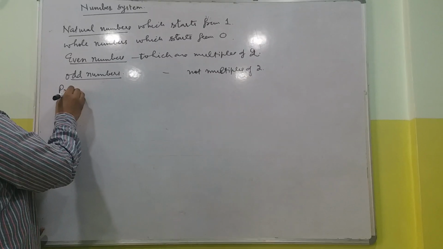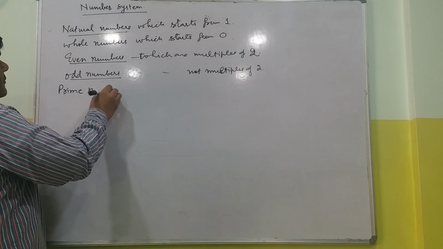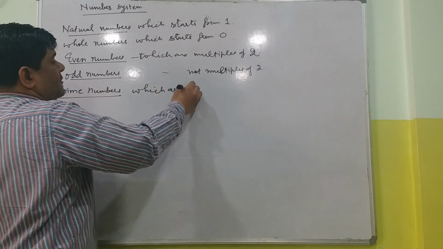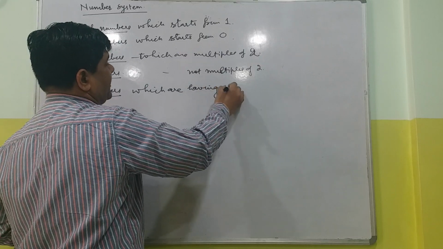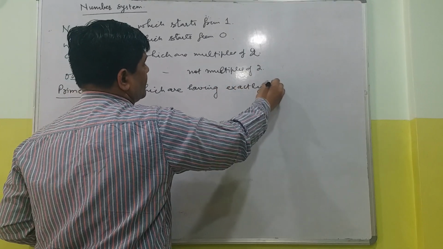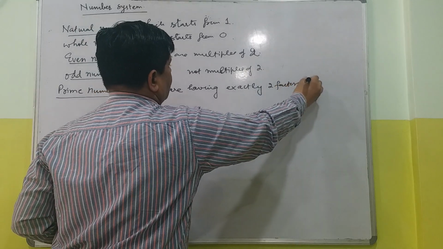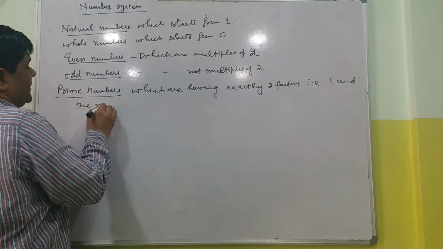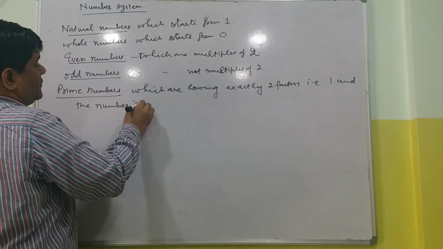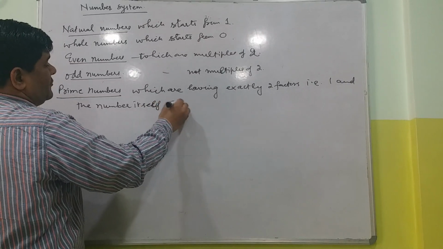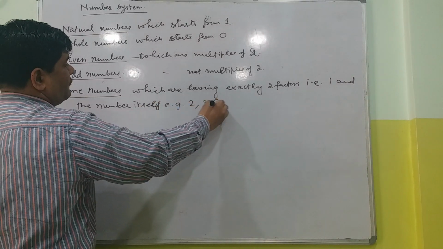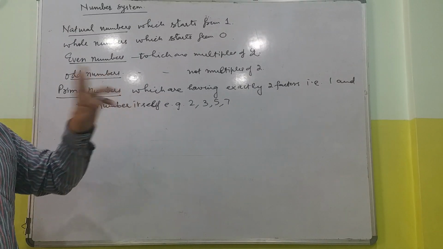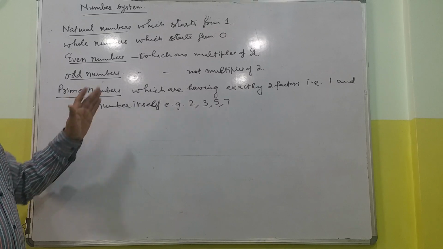Then prime numbers. Prime numbers are those numbers which are having exactly 2 factors, that is 1 and the number itself. For example, 2, 3, 5, 7, etc. So prime numbers are those numbers which are having exactly 2 factors, 1 and the number itself.